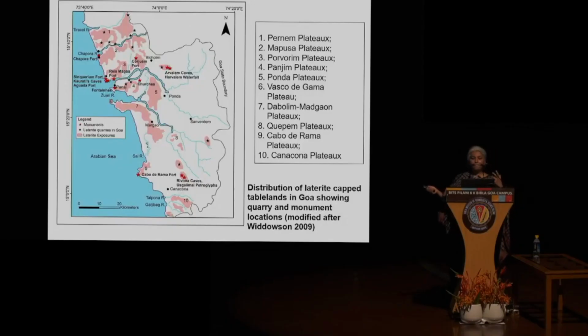We come to Goa because the laterites which we will discuss, the monuments prominently which we are going to discuss, are from Goa. Now, the laterites form along these 10 plateaus marked here. We also call them flatlands, tablelands, and you can see the distribution of the laterite quarries in Goa, and the monuments in laterites. So the source of the laterite for the monuments is very proximal. The quarries and the monuments are somehow related.